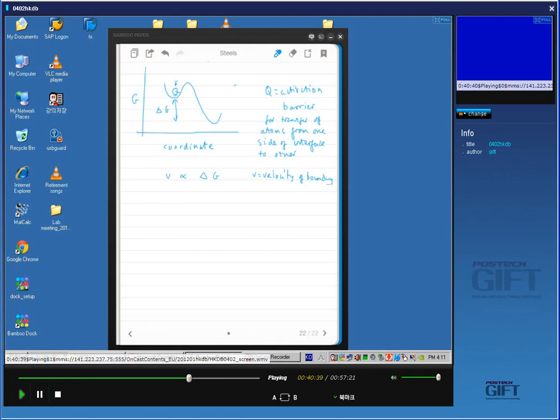But I want to derive the equation for the velocity of a grain boundary a bit more carefully. What I'll do is look at the rate at which atoms jump from one side of the barrier to the other and in the reverse direction. So the rate at which the atoms will jump from the left-hand side of the barrier to the right-hand side will be proportional to exponential minus Q over kT. That's just the Arrhenius equation. And there'll be a frequency factor in front of this. Let's call that small omega, which is the frequency of attempts.